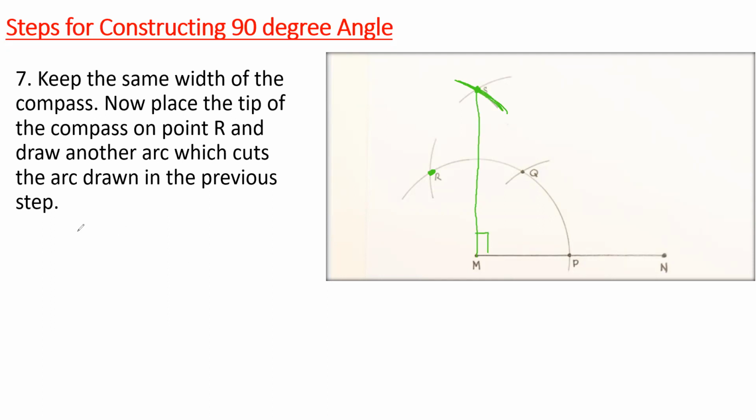Do you all understand that? Let me know if you understand that. So we're going to go to point R, draw an arc. This arc is going to intersect the first arc that we have already drawn. Do you all understand that? Let me know if you understand that, please.